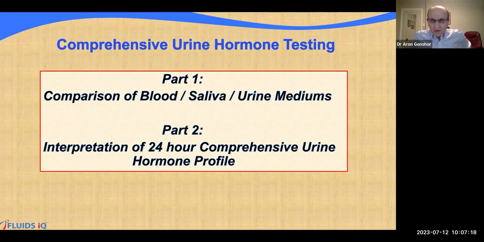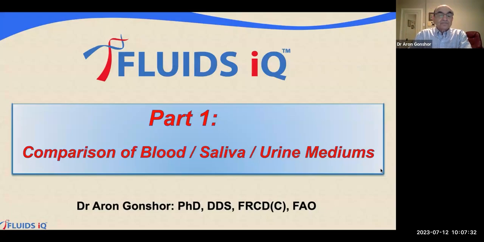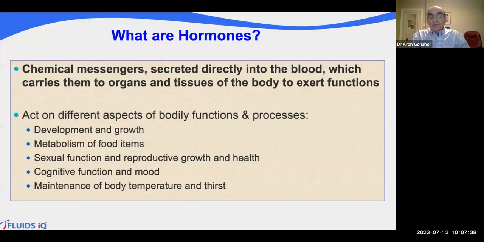Many of you who may be on this call are already doing some of that with dried urine from some of the labs that offer it. And we're going to really give you an idea of the differences that are there. But in any case, let's look at the comparison of blood, saliva, and urine. And remember what we're talking about. Here we're talking about hormones in general and steroid hormones in particular.